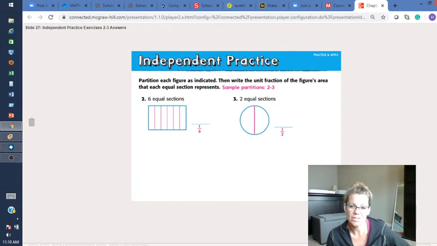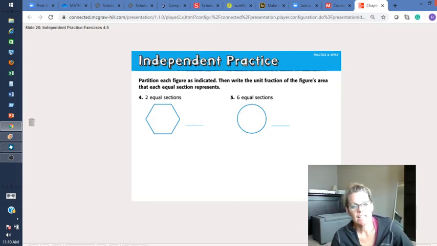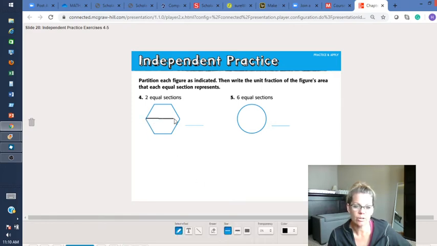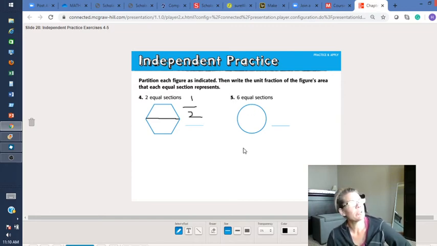Okay, let's try. Their lines look much nicer than mine, it's true. Let's look at the next one. This one says partition it into 2 equal sections. If I was looking at this one, you could divide it down the middle right here, but to me it seems a little bit easier. Just divide the corner to the corner. Look at how nice and straight that line can be. And then the unit fraction is going to be what? 1/2.